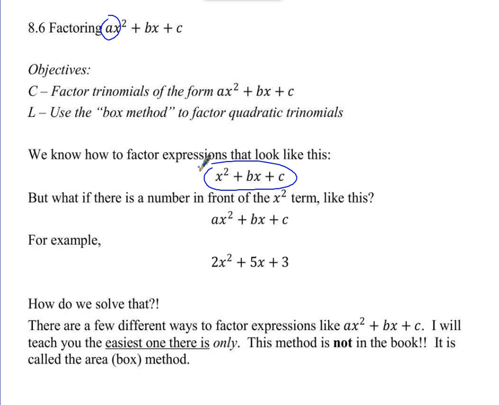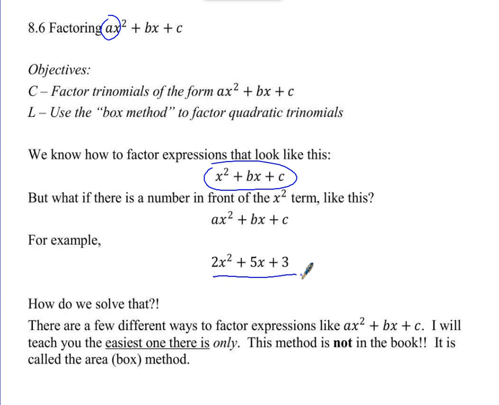So now we have ax squared plus bx plus c. For example, 2x squared plus 5x plus 3. How do we factor that? We don't know how to do that yet. That's what we're going to do in this section. We're going to learn how to handle a situation like that.